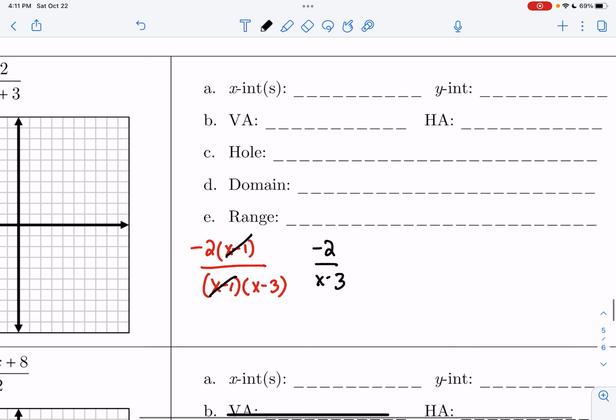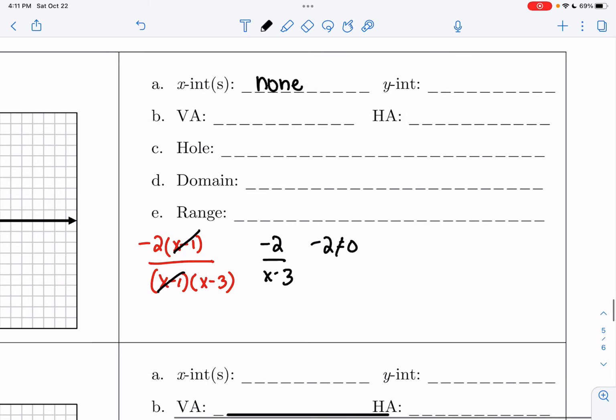I don't have an x-intercept just because I can't set my numerator equal to 0, because if I do, negative 2 is equal to 0, which really doesn't make sense. My y-intercept is me plugging in 0 for x. That's just going to be (0, 2/3). My vertical asymptote is me looking at my denominator and setting that equal to 0, so x is equal to 3.